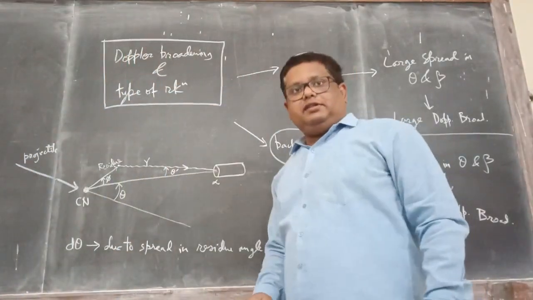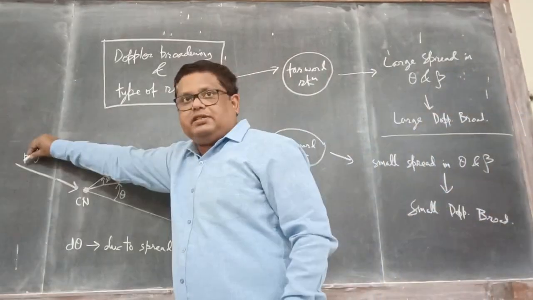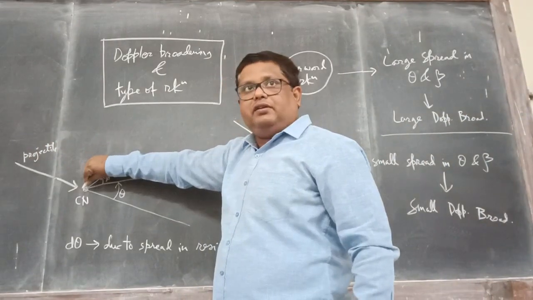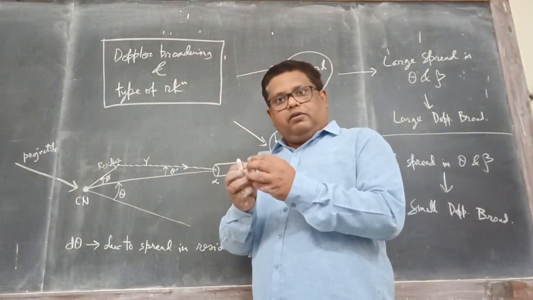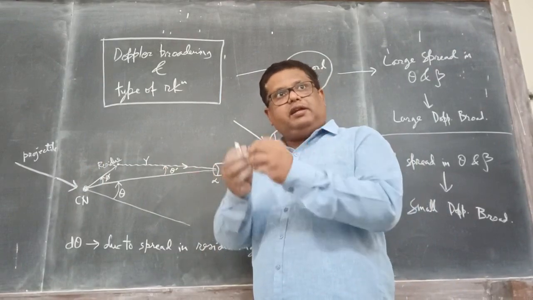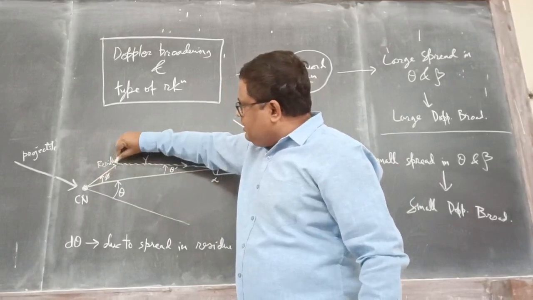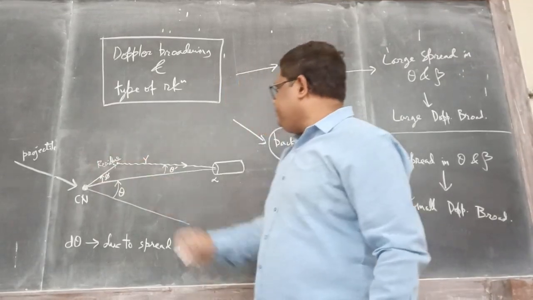To understand this, look into this picture. This is the projectile which is coming and hits the target over here, as a result of which a compound nucleus is produced. Now it de-excites. During the de-excitation, the residual nucleus flies away in this direction. See, the residual nucleus moving away.